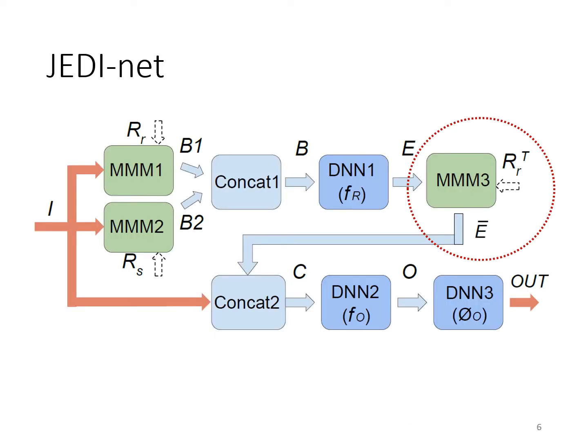This is a diagram of the data flow of the JEDI-net. Let's focus on the matrix multiplication, especially the MM3 between the matrix E and the transpose of the receiving matrix.